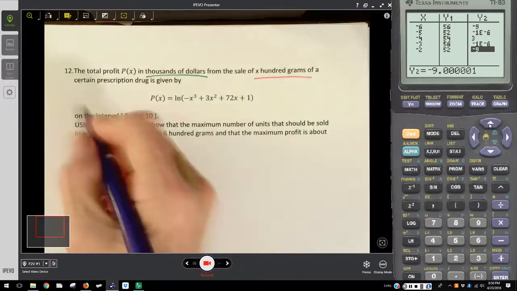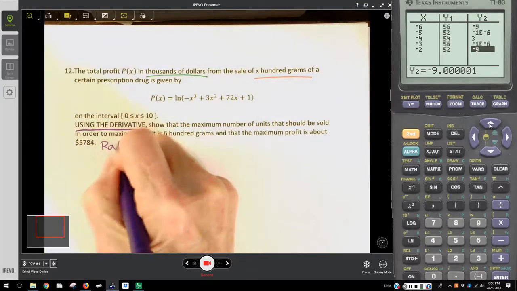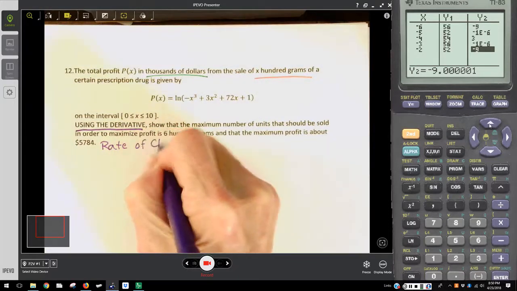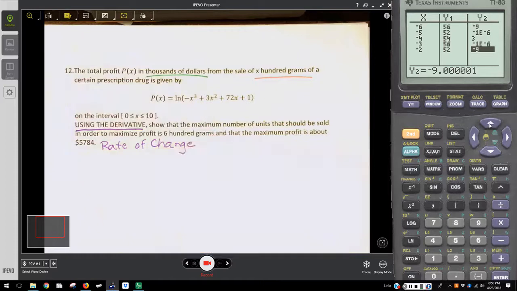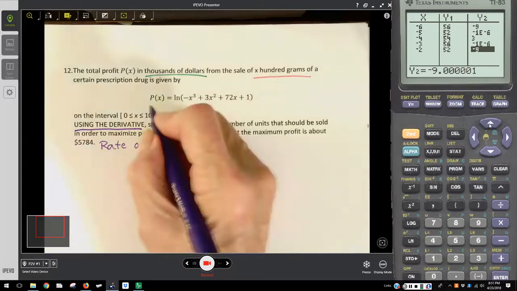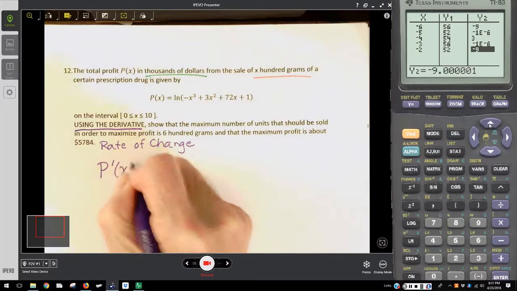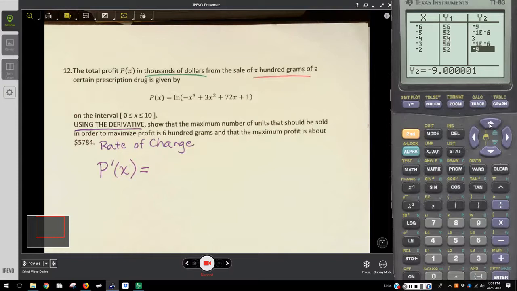So we're going to use the derivative, which means we're going to look at the rate of change. Because that's what a derivative is, the rate of change of the function, to show that the maximum number of units that should be sold to maximize the profit is 600 grams, and the maximum profit is about $5,784. So we need the derivative of p of x, which is p prime of x. And p of x is a logarithmic function.